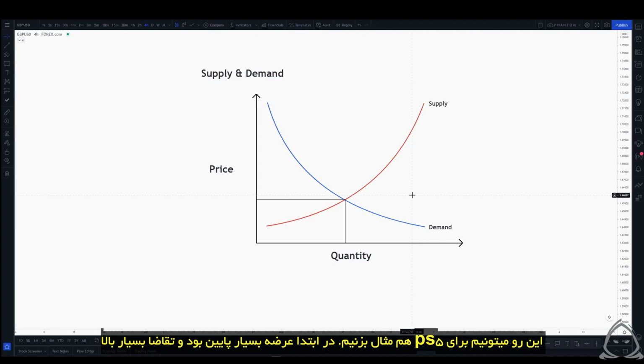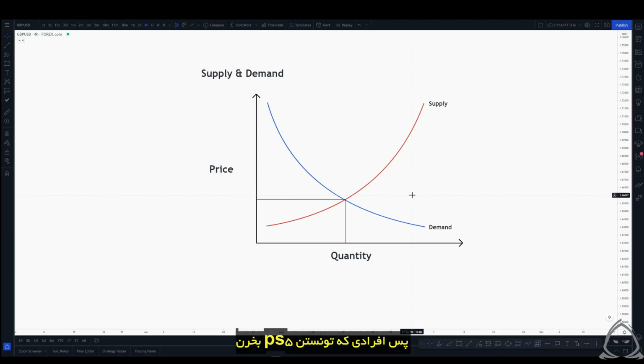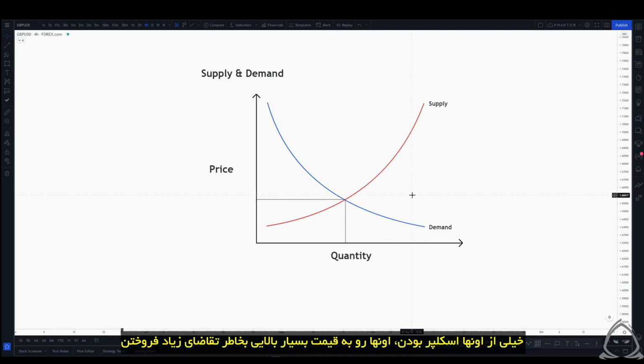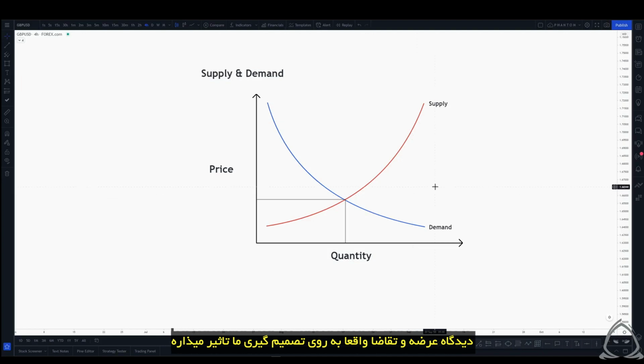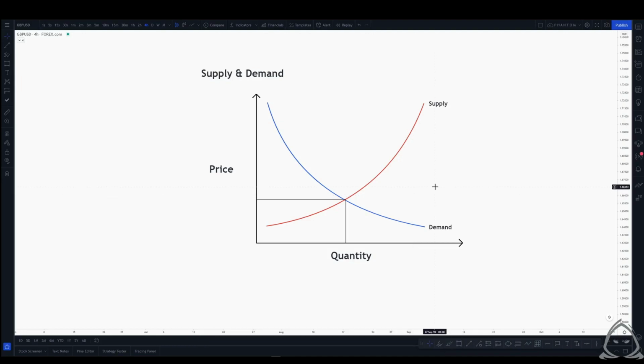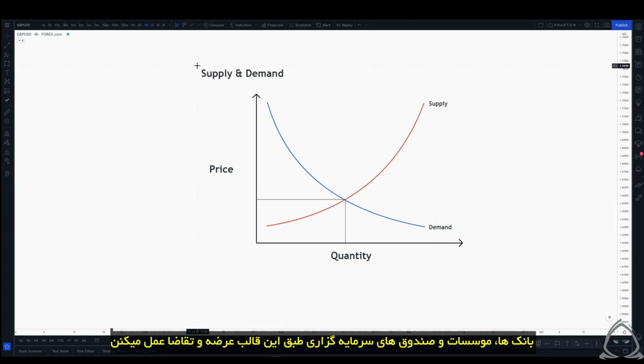You can also look at this for PS5s when they first came out. The supply was relatively low, but the demand was massive. So people that could get their hands on PS5s, a lot of them being scalpers, ended up selling them for atrocious prices because there was such a high demand. People were willing to pay well above the fair market value for that. The concept of supply and demand really does affect how we make decisions, and it's no different than a financial asset like a currency. Banks, institutions, and large hedge funds are operating under this entire framework of supply and demand.